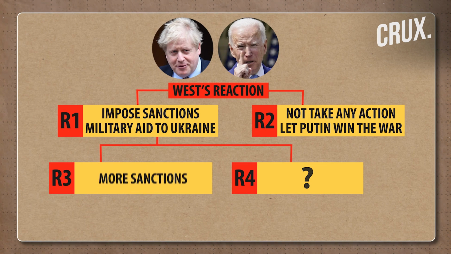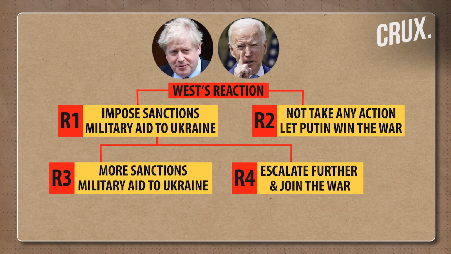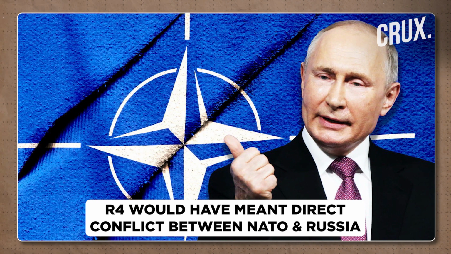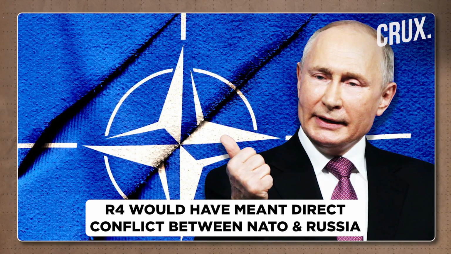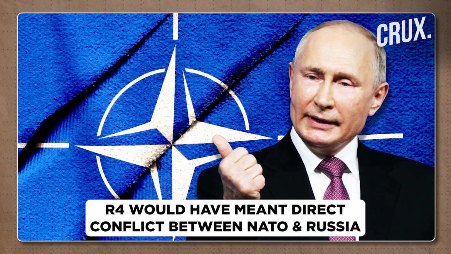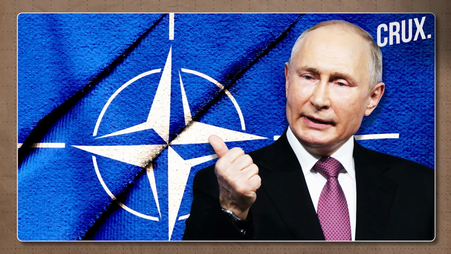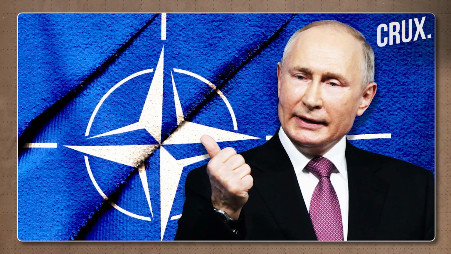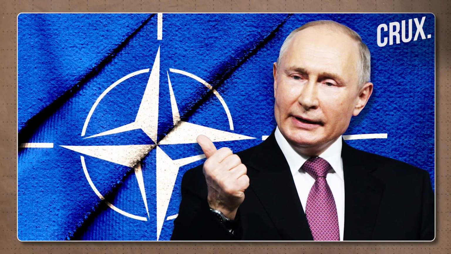Now, how does the West respond to this? If the West were to choose R4, which is to escalate and join issue with Putin, which is to send NATO troops to join in the war, then the West becomes a direct party in this conflict. This now becomes a direct confrontation between Putin and NATO. This is no longer a war between Goliath and David. This is no longer Russia versus Ukraine. This is straight up NATO versus Putin.